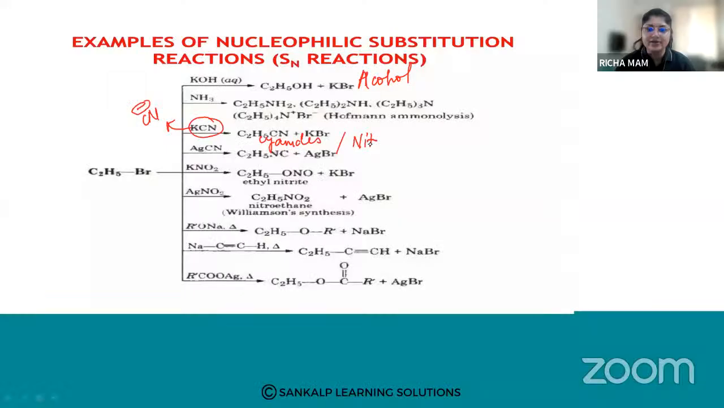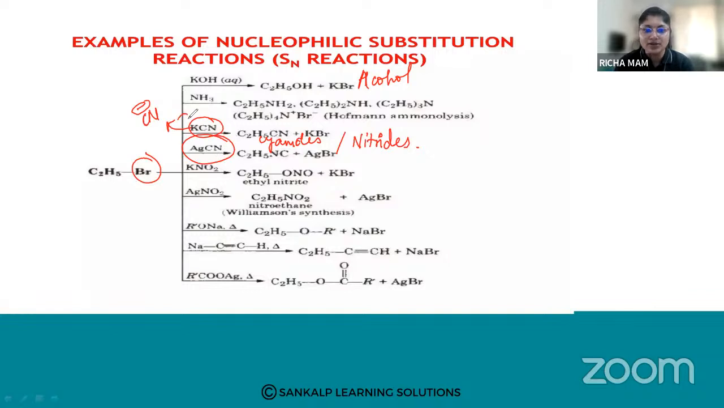These are called nitrites. These are the class of substituted products. By using KCN as the nucleophilic reagent, which nucleophile is generated? The cyanide group is generated. So what is happening? The Br is replaced by the CN group, and we are going to get cyanides or nitriles.